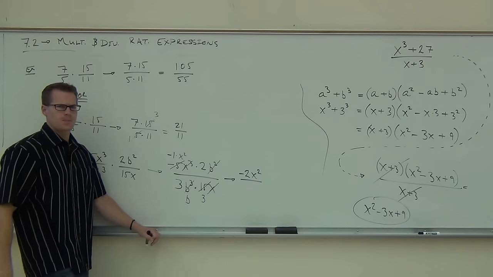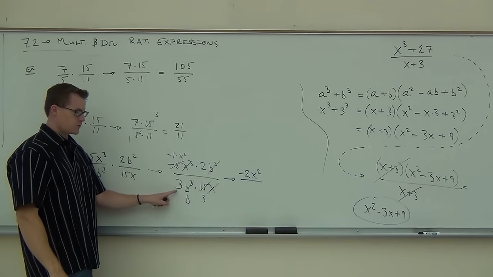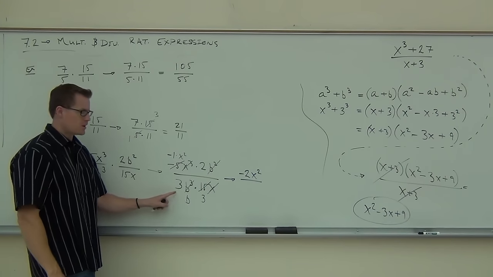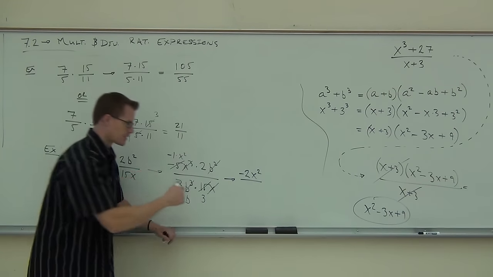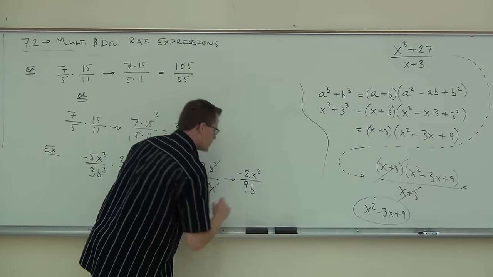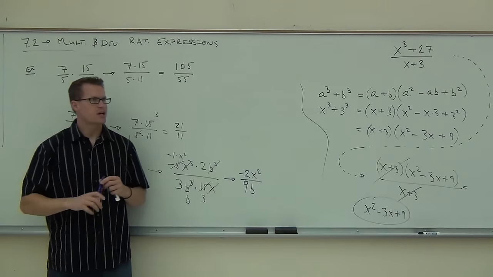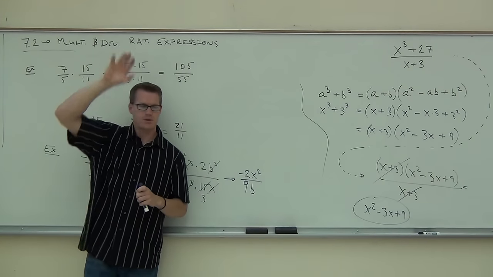How'd you get the 9? Because 3 times 3, you still have the b. So we don't forget about that 3. We didn't cross that out. It's still there. 3 times 3, and then the b. You're exactly right. Would you raise your hand if you're okay with this one? Feel all right with it.